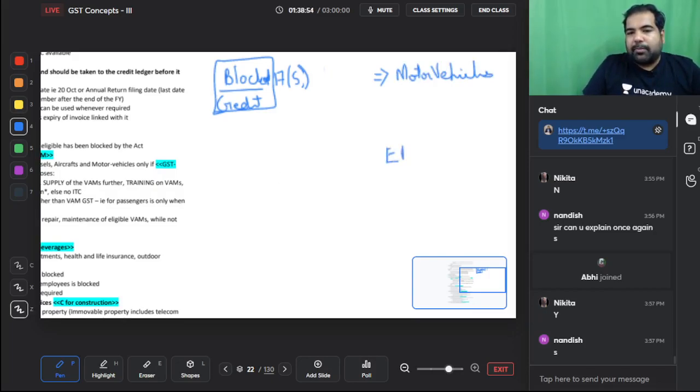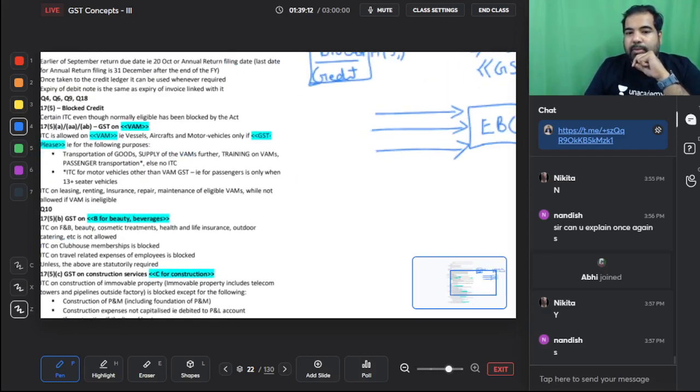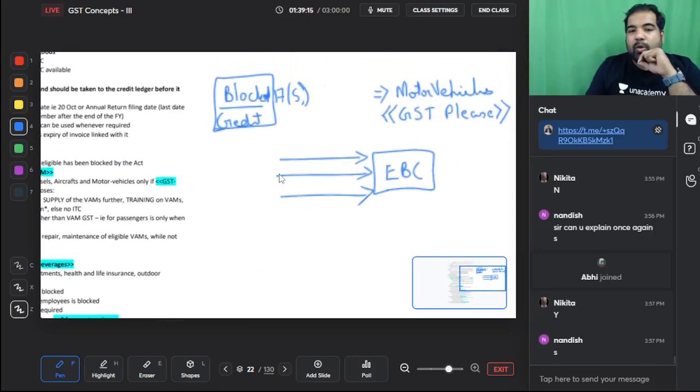So if Electric Bike Company buys a car for the CEO, buys a truck, buys a bus for the passengers, which will get credit? Whichever has the shortcut, GST please, written on the number plate. Yes guys, this is a shortcut. Whichever has GST please written on the number plate. What is GST please? If the motor vehicle is for goods transport like a truck, will you get credit? Yes.